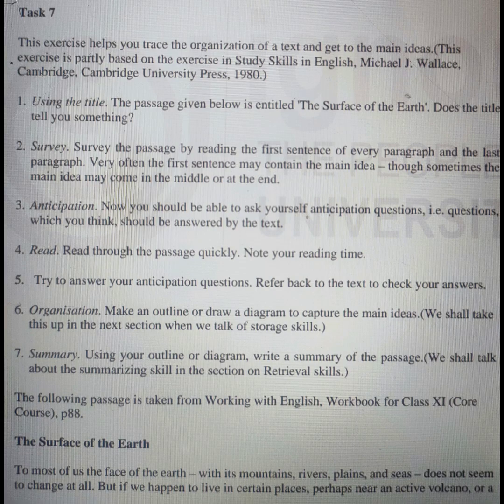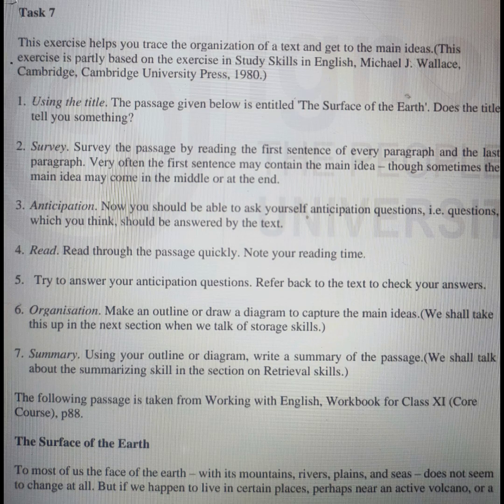3. Anticipation. Now you should be able to ask yourself anticipation questions, i.e. questions which you think should be answered by the text. 4. Read. Read through the passage quickly. Note your reading time. 5. Try to answer your anticipation questions. Refer back to the text to check your answers.